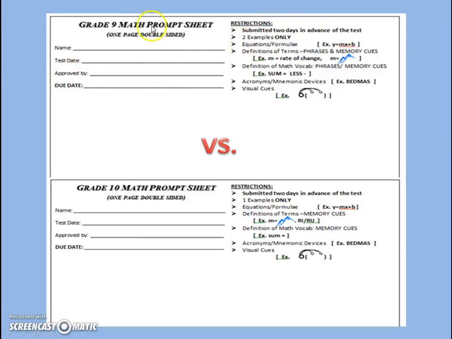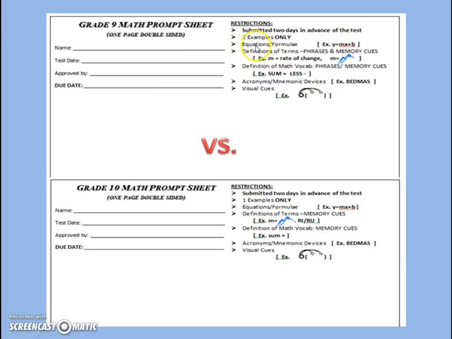The second thing in the math prom sheet is only 2 examples are allowed. And this is important because in university, no examples will be allowed. So what we want to do is start off slowly in grade 9, allow a few examples, and then as that moves into grade 10, notice we reduce that. Only 1 example is allowed.